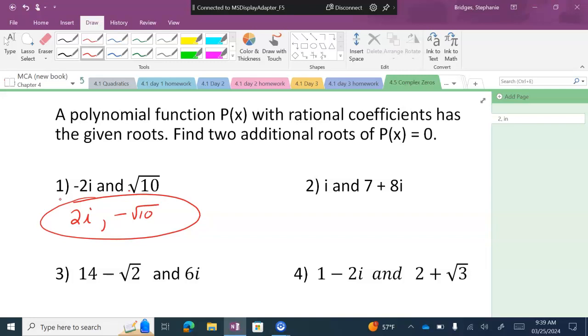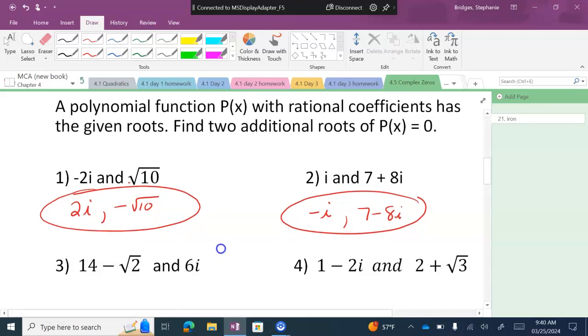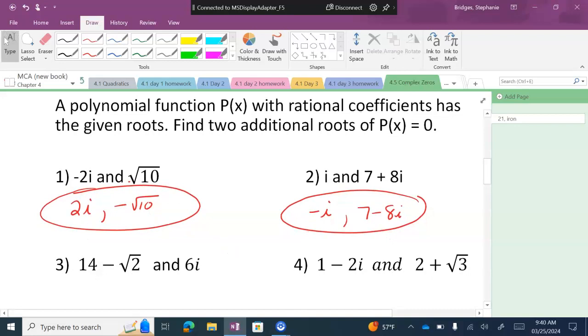Number 2 says my solutions are i, and then 7 plus 8i, and it wants to know what my other two solutions are going to be. If i is a solution, what is its conjugate? Negative i. And then if I have 7 plus 8i, what's the conjugate of that? Yeah. And those are my other two solutions. Not very difficult, right? Okay, go ahead, if you haven't already, do 3 and 4.